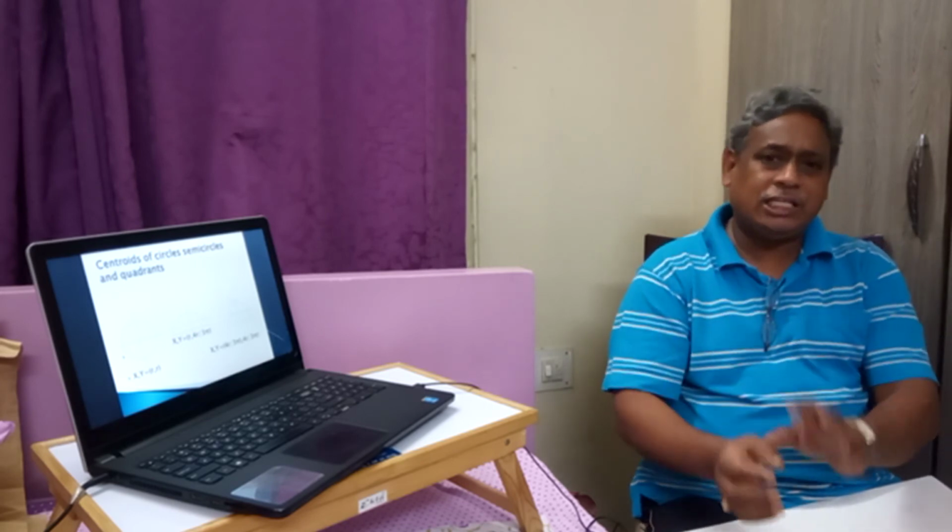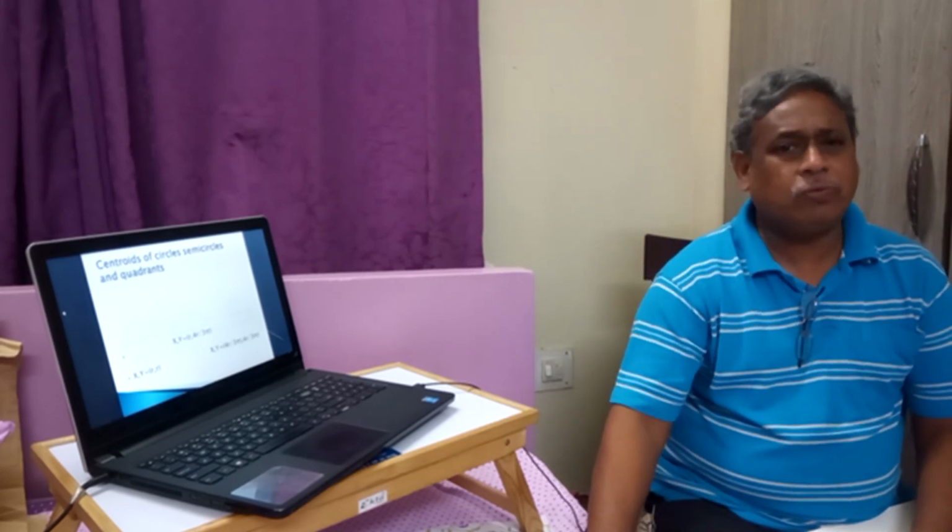So therefore the centroid is 4r by 3 pi and 4r by 3 pi. If we turn the quadrant in any direction, it doesn't matter. So therefore the centroid will be 4r by 3 pi and 4r by 3 pi.